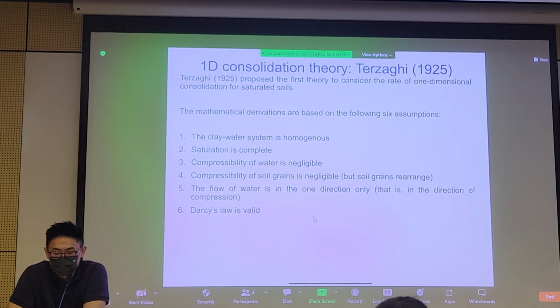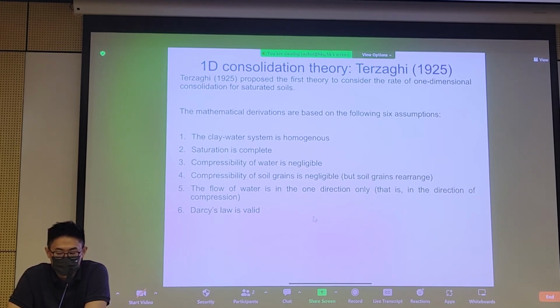Assumption number 3 is, well, let's put it this way. The compressibility of the water phase, we assume it to be negligible compared to the soil skeleton. Okay, if you're thinking, is water entirely incompressible? Well, no, but compared to soil, it has a very high bulk modulus. So we're talking about the difference between the bulk modulus of the two materials. So that's a fair assumption.